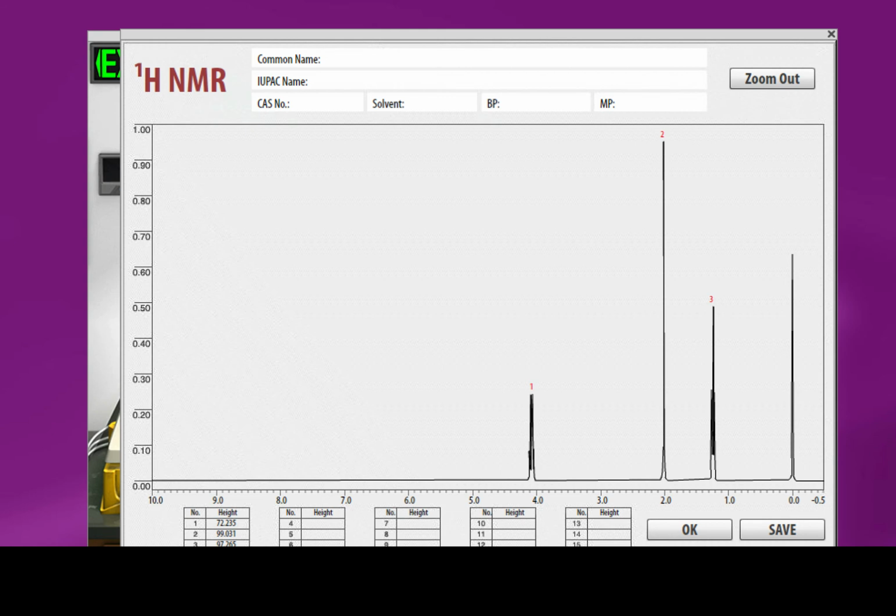So what we have for peak 1, the height, which should be the area, is 72.235. For peak 2, it's 99.031. And for peak 3, it's 97.265.